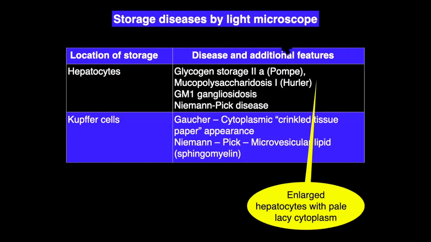Coming back to storage diseases involving the liver, we have to say where it is predominantly deposited. Is it in the hepatocytes or is it in the Kupffer cells? There are 4 diseases that happen predominantly in hepatocytes: glycogen storage disease, mucopolysaccharidosis, GM1 gangliosidosis, and Niemann-Pick disease. Kupffer cells, mainly Gaucher's and Niemann-Pick, can involve Kupffer cells.